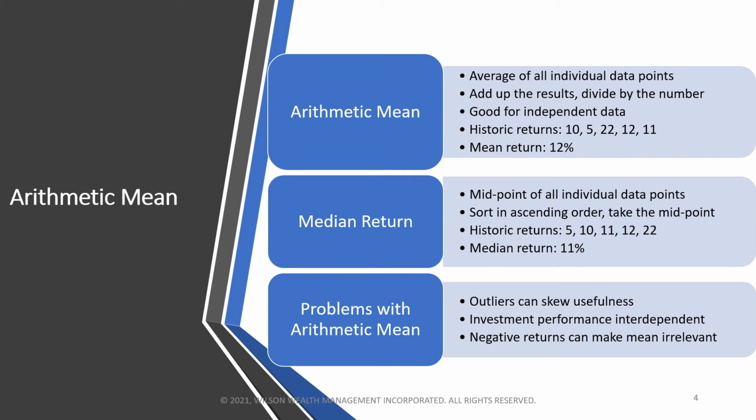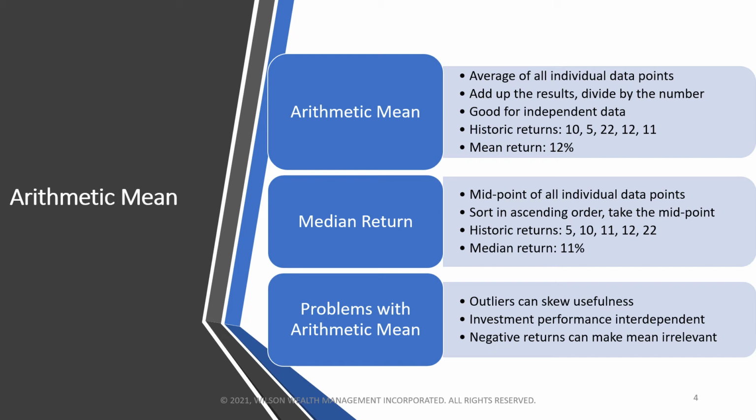The other area is that investment performance is not independent. What I had said above was that arithmetic means are good for independent data, not so much for interdependent data. And a good, very short example would be if you have returns over 3 years of minus 10%, 20%, and 5%. Your average return is going to be 5% over that 3 years.